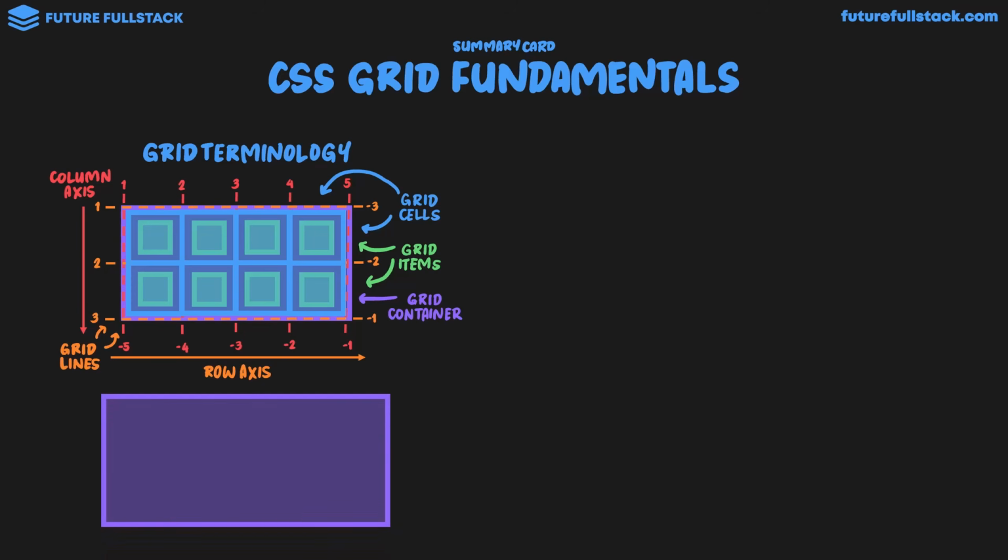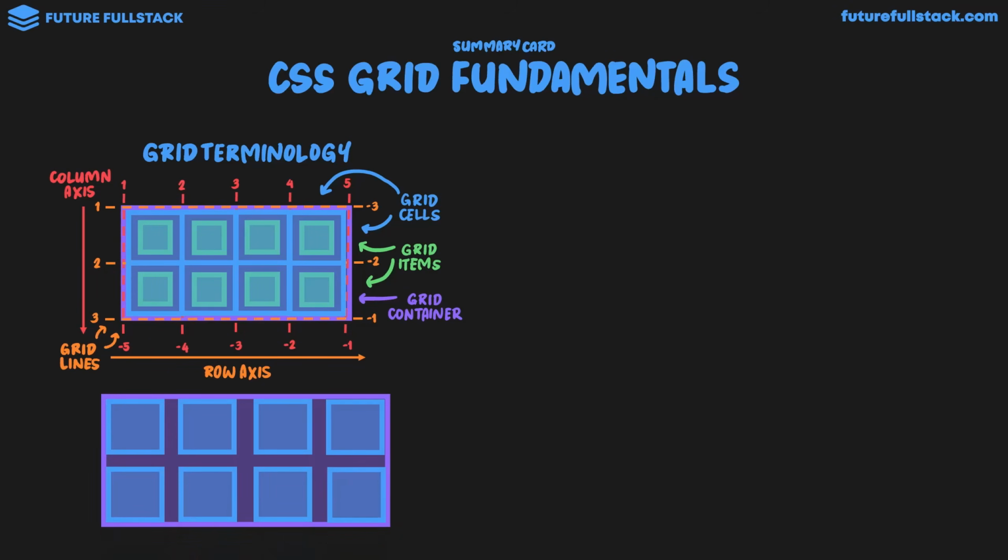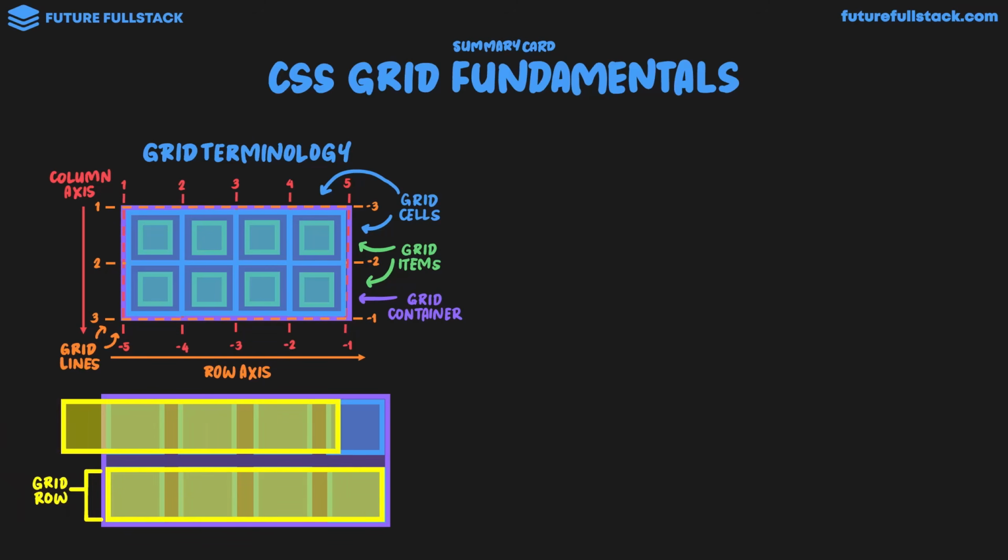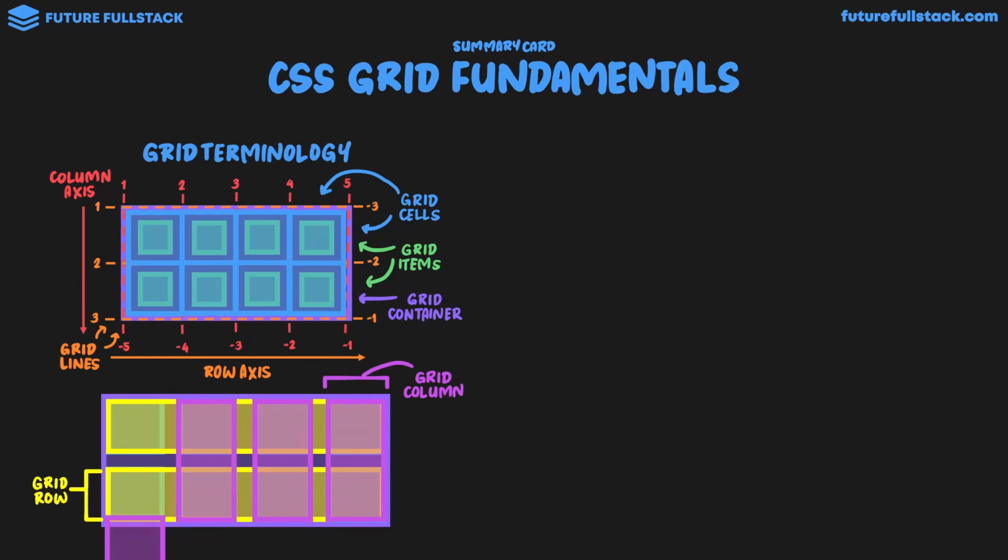Focusing on our grid container and our grid cells, we then spoke about grid tracks, which were defined by our grid lines, where we can have a grid row shown here and another grid row here. We then have a grid column defined by our vertical grid lines, which we can see here. And in this setup, we have this grid column here, here, and here.